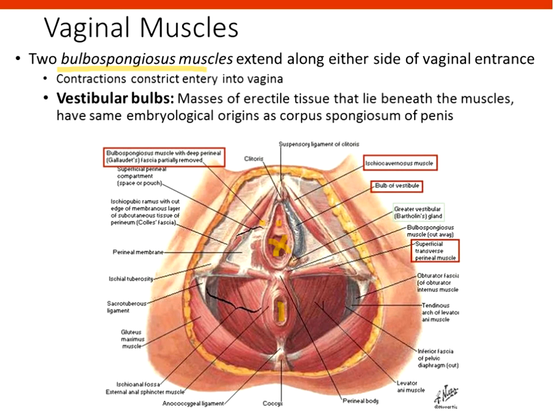Now, around these muscles are going to be some glands and some erectile tissue. So the vestibular bulbs are shown here; on this side it's uncut, and the bulbospongiosus muscles have been cut, and you see this big bulb of vestibule. Those are the erectile tissues that would correspond to the corpus spongiosum of the penis around the urethra, and they enlarge with blood supply during arousal of the female system, just like they do in a male.